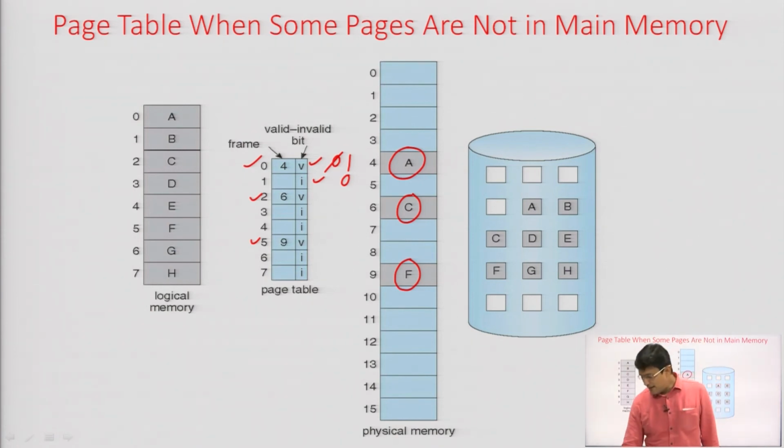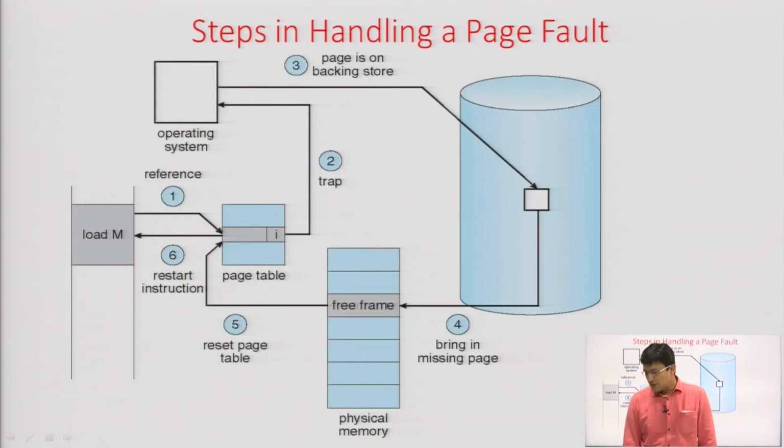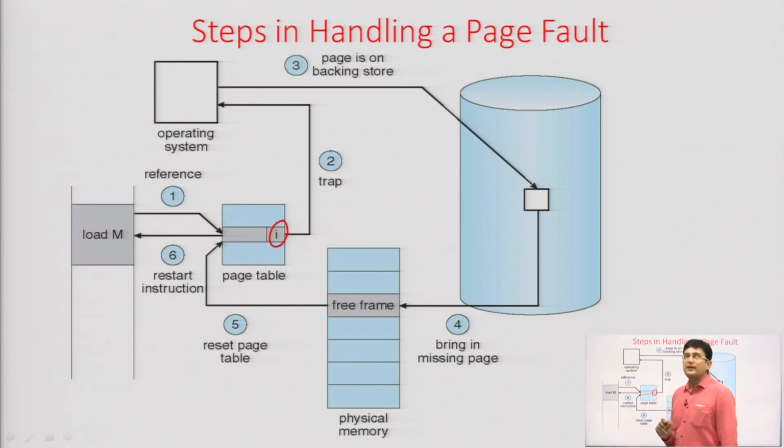So what happens when we have a page fault? We take an action: we bring a new page into the main memory and send the old page back. This can be understood with this diagram. There is a reference from the CPU. The CPU is referencing and we have encountered an invalid entry in the page table. So there is a trap because the page which was referenced is not present. The operating system will look at the backing store, or the virtual memory, and will bring the required page into the main memory.